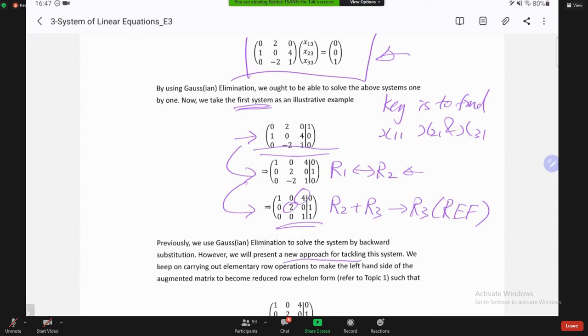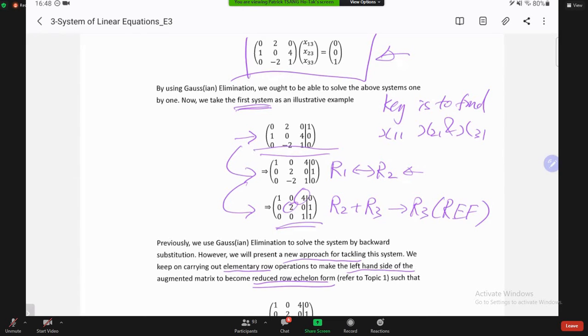I'm not satisfied with the current REF result, and I would like to carry out several steps of elementary row operations to make the left-hand side of the augmented matrix further become RREF, reduced row echelon form. Why do I say so? Why do I do that?